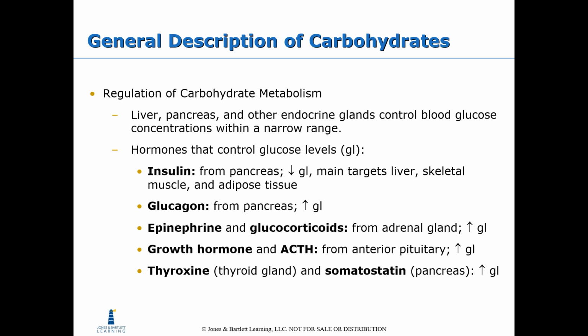Epinephrine and glucocorticoids are produced from the adrenal gland, and they increase blood glucose. Growth hormone and adrenocorticotropic hormone, or ACTH, are produced in the anterior pituitary, and they increase blood glucose levels. Thyroxine, or T4, is produced by the thyroid gland, and somatostatin is produced by the pancreas, and they both increase blood glucose levels.